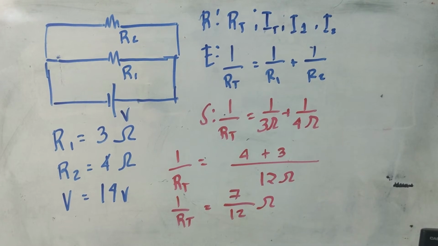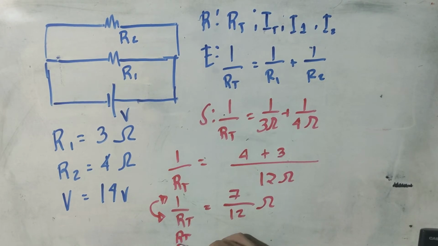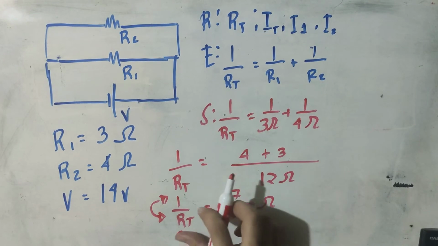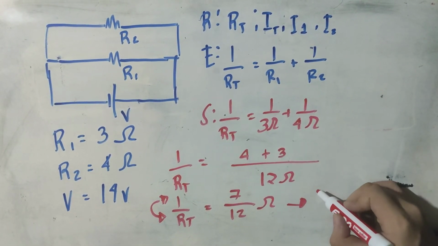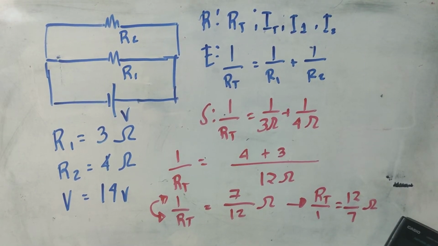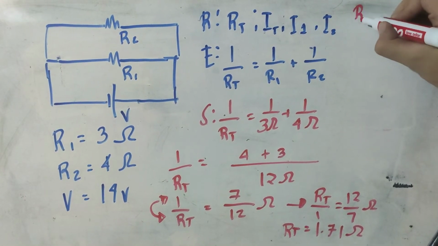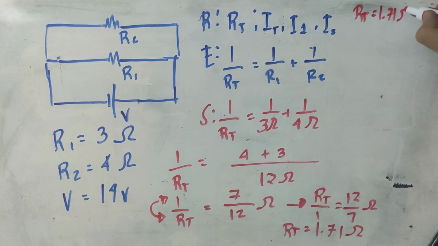Okay, this is in ohms. But since what we need is RT, not 1 over RT, what you're going to do is reciprocate, or find the reciprocal. So that would be RT over 1 is equal to 12 over 7. Okay, now find the value of 12 over 7 on your calculator. That would be 1.71. So our total resistance is 1.71, and the unit is ohms. You got that? Let's write that here: 1.71 ohms.